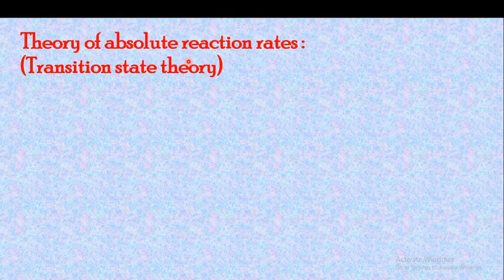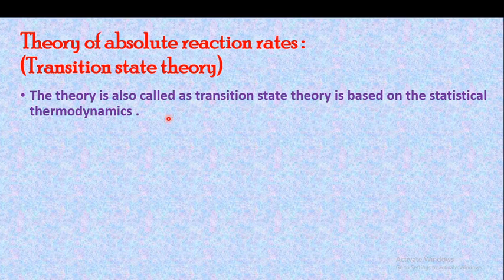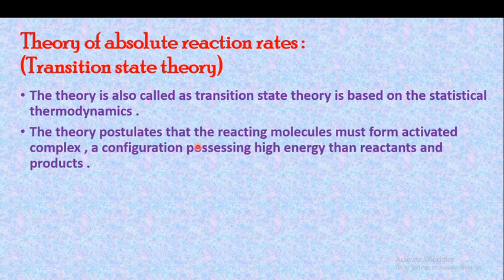So, what is the theory of absolute reaction rate? It is also called the transition state theory, and it is based on statistical thermodynamics. The theory postulates that the reacting molecules must form the activated complex. What is an activated complex? It is a configuration possessing higher energy than the reactants and products.